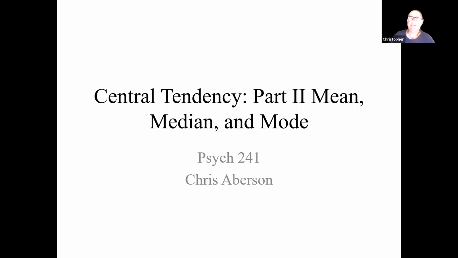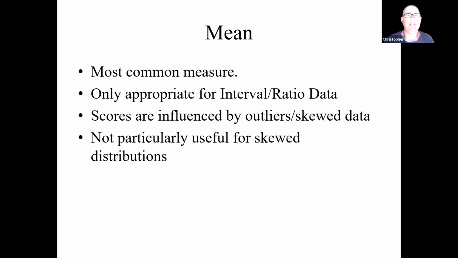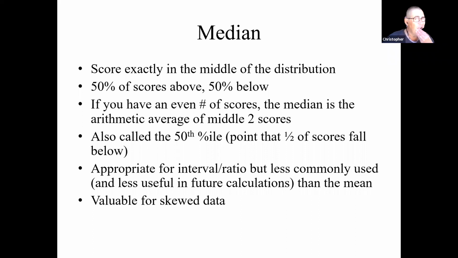All right, part two, central tendency. Let's talk a little bit more about the mean, the median, and the mode, and get into some of the details there. All right, the mean is the most common measure. It's only appropriate when we have interval or ratio variables because it does involve a little bit of math. Scores here are influenced by extreme scores, or what we sometimes call outliers, or skewed data. It's not going to be particularly useful for skewed distributions, and we'll see, in fact, it can be quite misleading with skewed distributions.